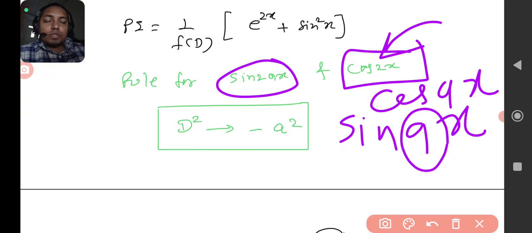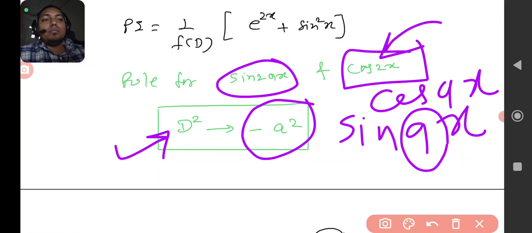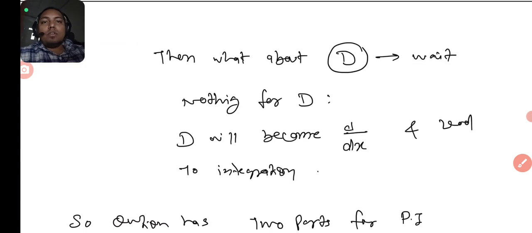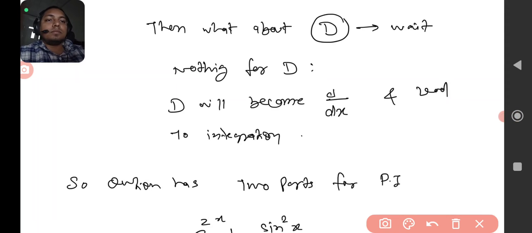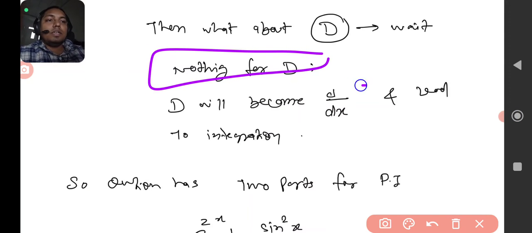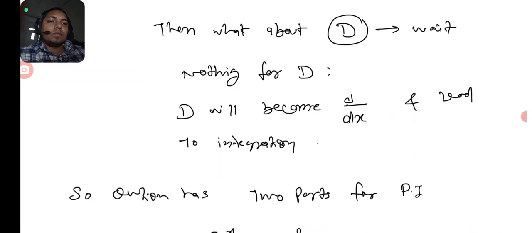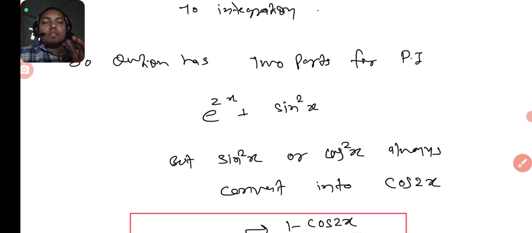Whenever you see d square in the equation, that d square will automatically be converted into minus a square. I will show you in the example. And what about d? d square will convert into minus a square and d will convert into d by dx. Just keep this idea in mind that d will convert into d by dx, and then we'll go ahead. So in our solution we have two parts.